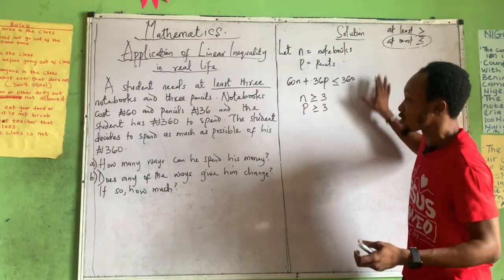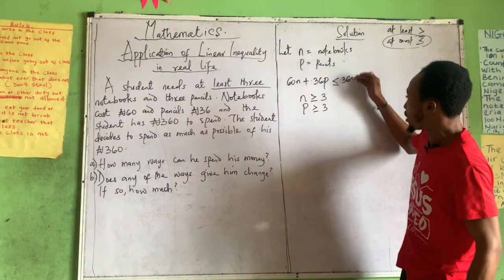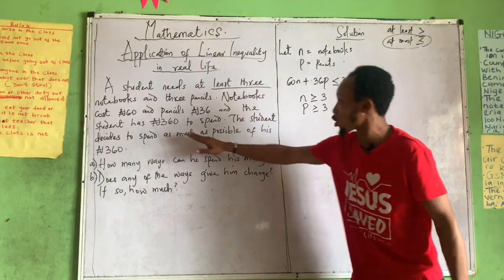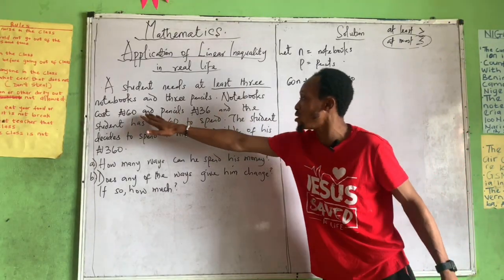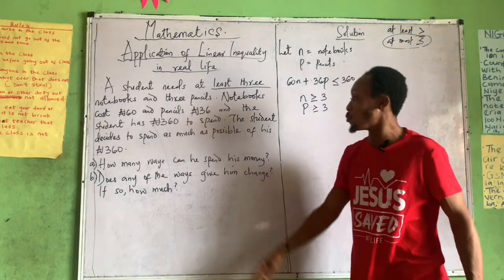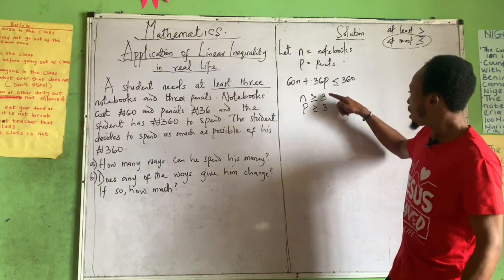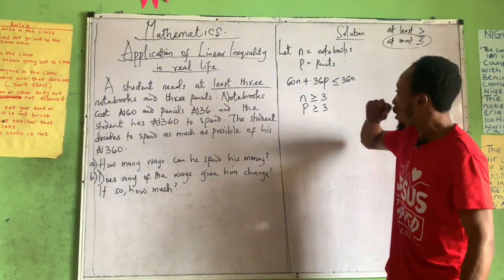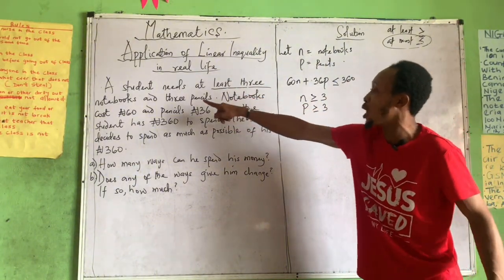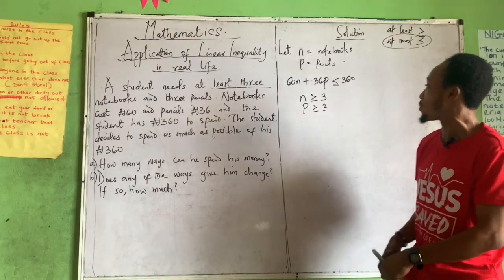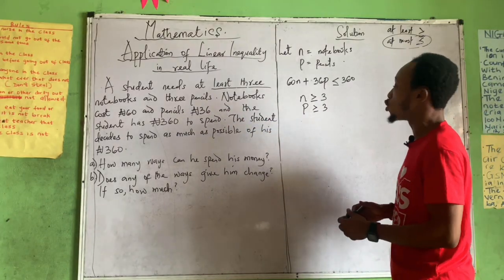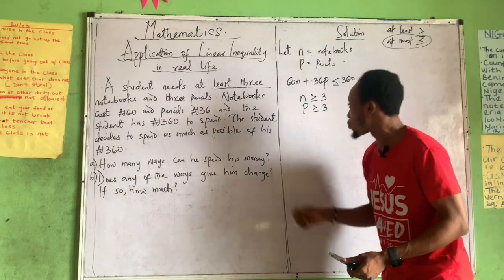In fact, everything that we have written on the board, this one talks about the money, buying these 2 and not having more than 360. That's what this one means. Then this one means that he needs at least 3 notebooks and 3 pencils. So this is it. Now, how can we get the number of ways he can spend the money?